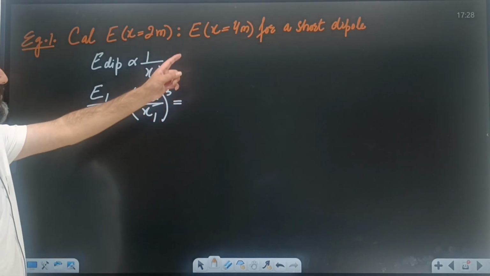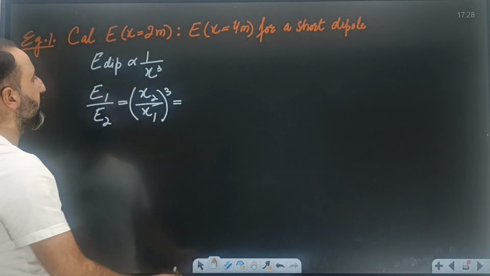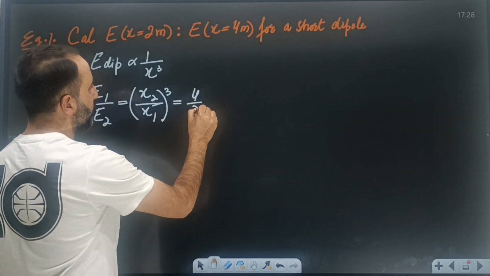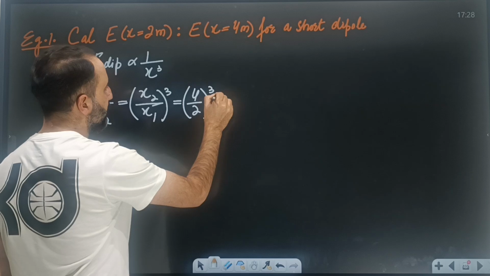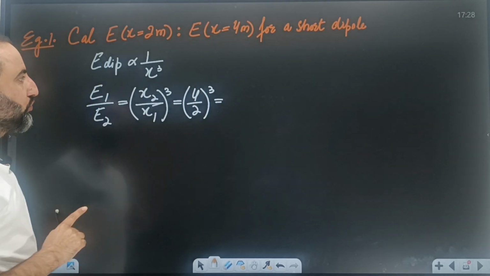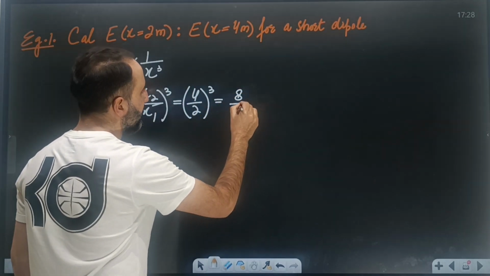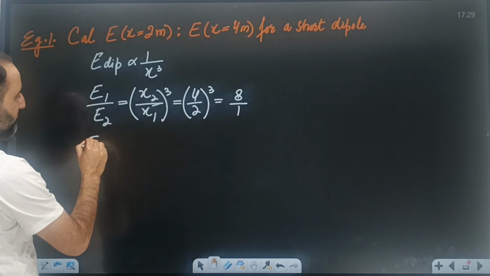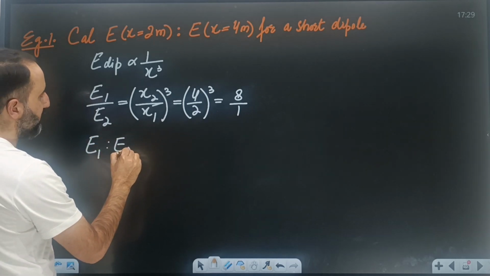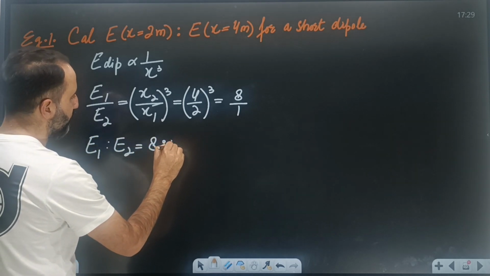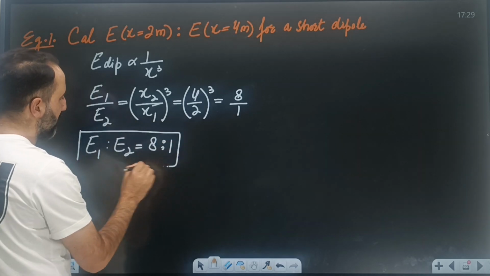Now what is the value of x2? That is equal to 4, and what is the value of x1? That is equal to 2. So here we get 4 divided by 2 whole cube. 4 by 2 is 2, 2 cube is 8. So this will be 8 divided by 1. So that means E1 to E2 will be equal to what? That will be equal to 8 is to 1. Okay? So this is the answer.